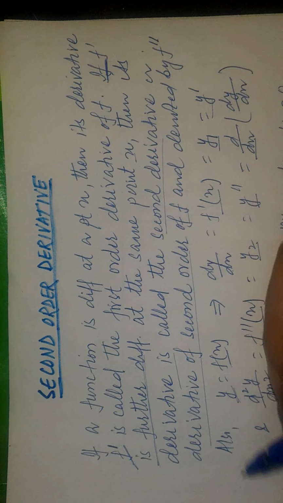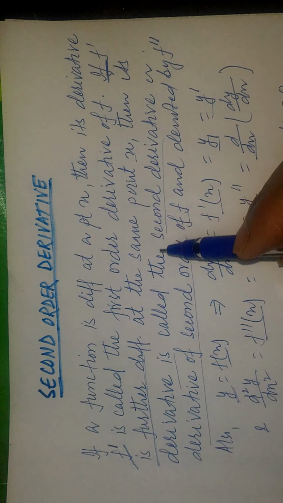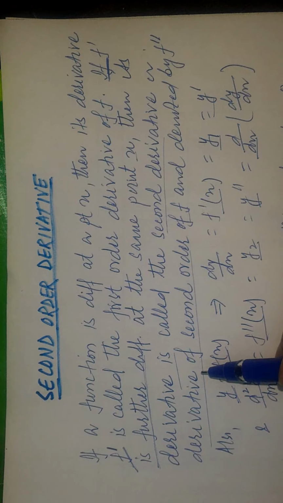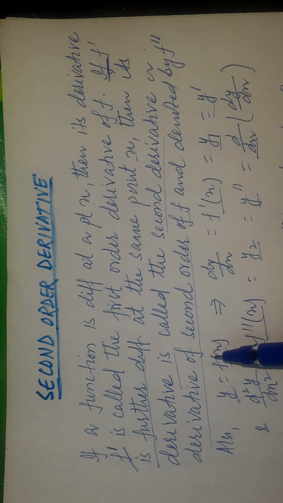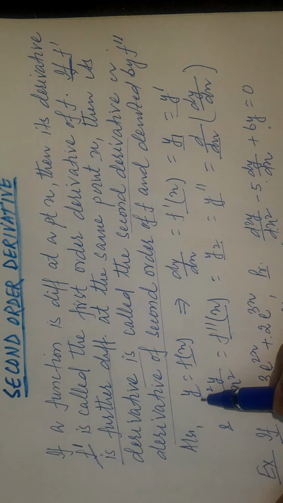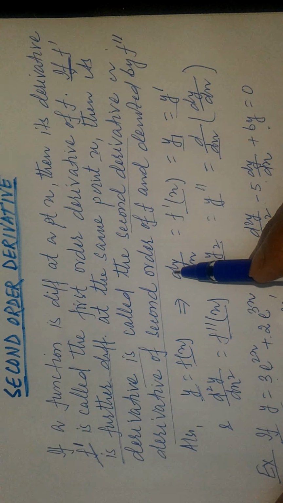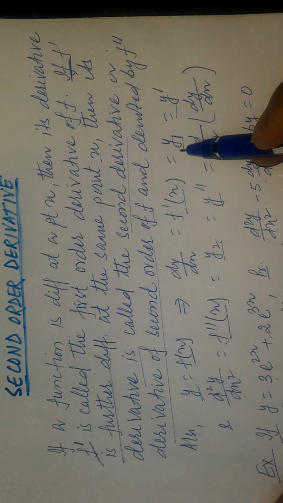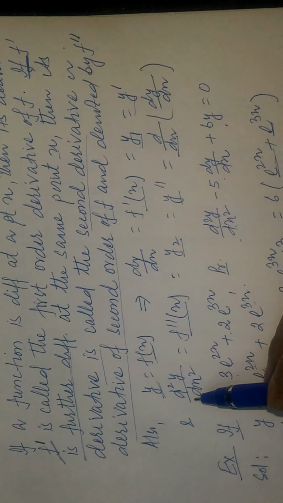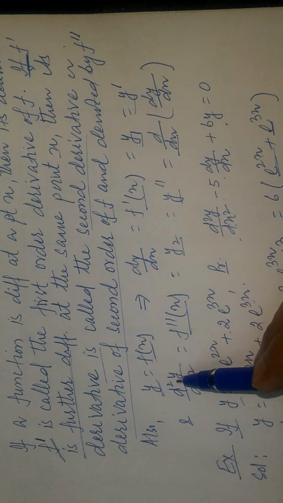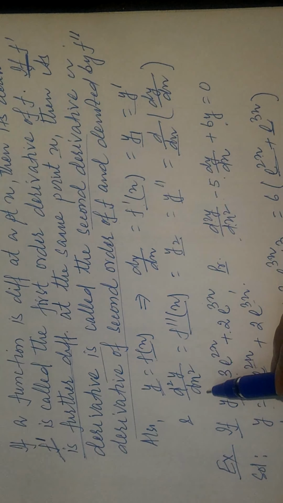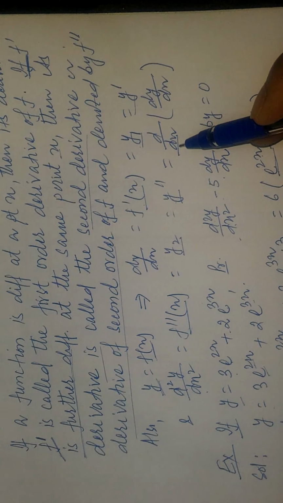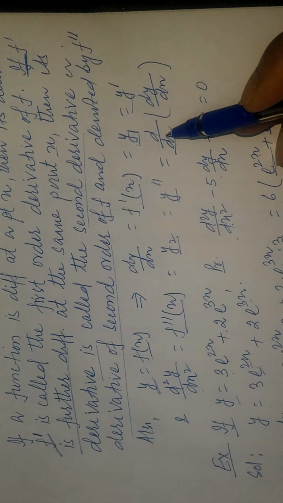And if f dash is further differentiable at the same point, then its derivative is called second order derivative or the derivative of second order of f, and it is denoted by f double dash. Say if you have a function y = f(x), its first order derivative we can write as dy/dx or f'(x) or y1 or y'. On the same line, for the second order derivative, since it is differentiable, we can write it as d2y/dx² or f''(x) or y2 or y'', or we also write it as d/dx of dy/dx.